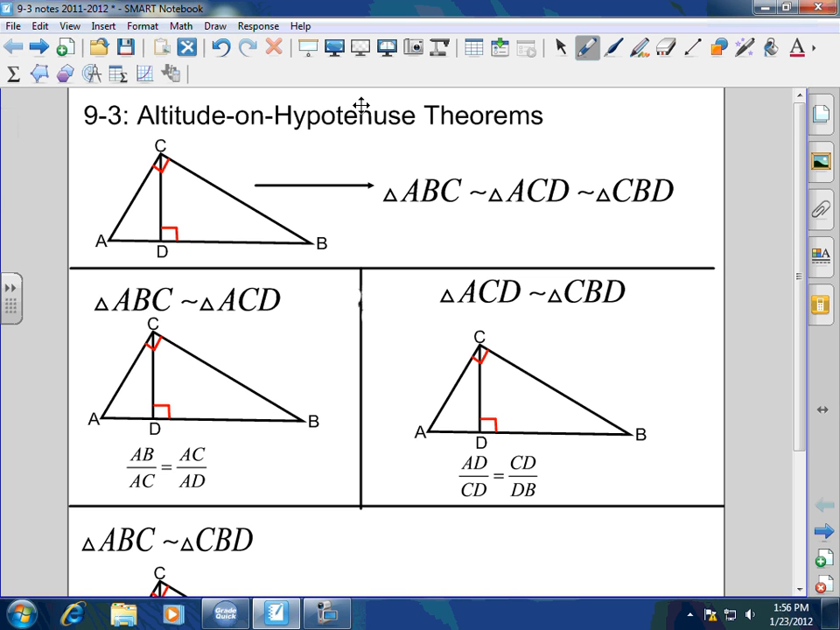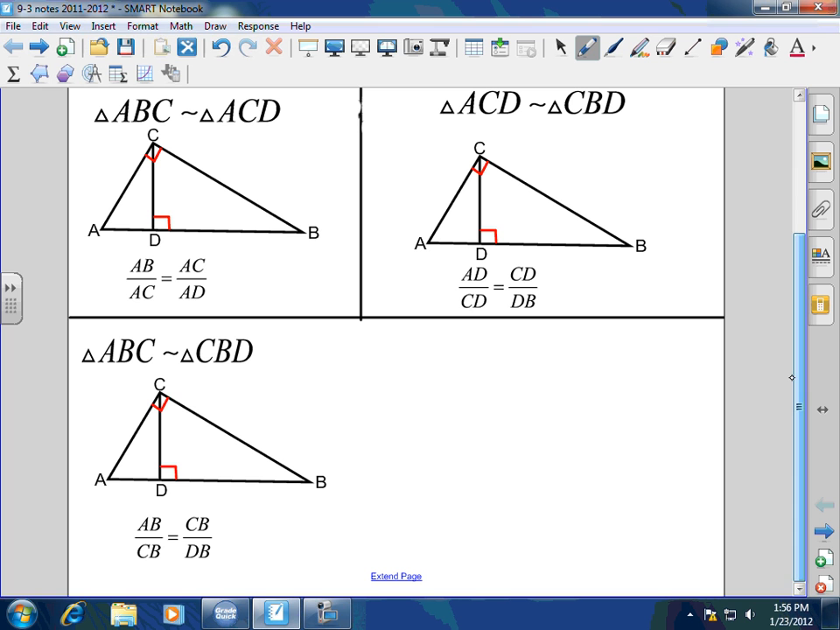Let's go to now our 3 different scenarios. Okay? Scenario 1. They are stating that ABC, which is going to be here in red, is similar to ACD. Now, this is the part that I think is going to make everything clear. What is the shared side of both of those triangles that I just outlined?